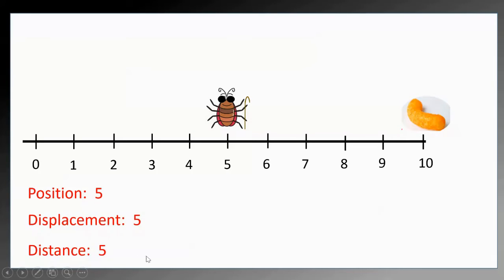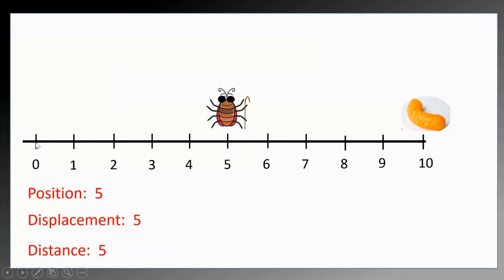So they're all five, right? But there's a difference. They're five for a different reason. The position is five because he's at the point five right here, right? And these numbers down here basically tell you where something is compared to the reference point, right? And the reference point is zero.